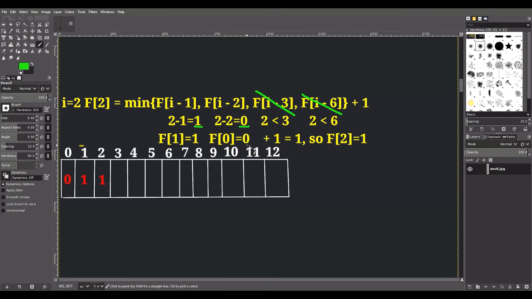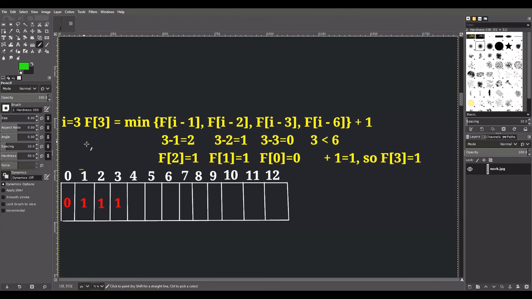So, we compare the answers we get across here, and this one's the smallest, which is 0, so we then take this plus 1, add it to it, get 1, so then we set f of 2 equal to 1, like we did here.